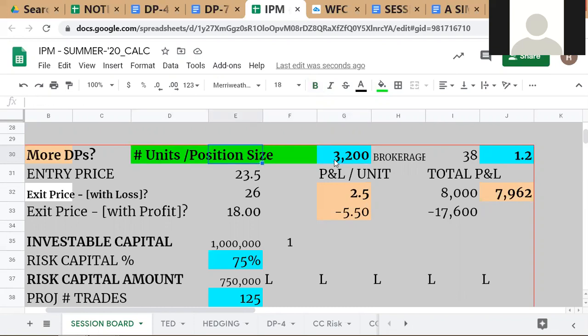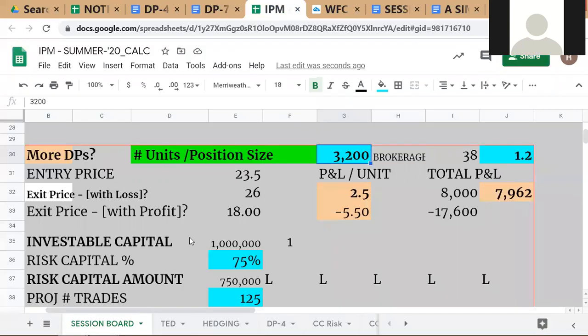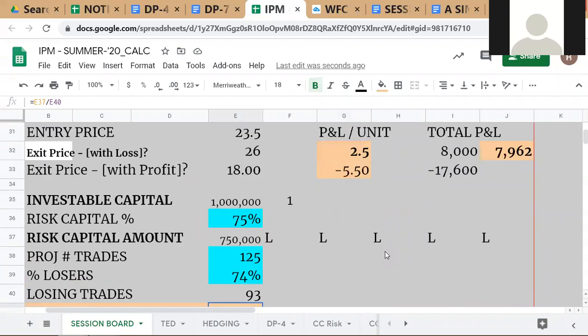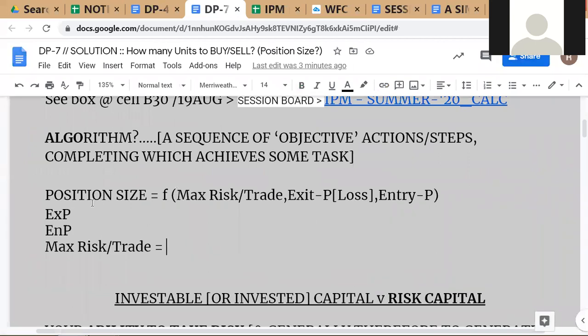And now we try to formalize this using a little bit of algebra. Very simple. We are defining the position size as a function of what? Position size is a function of the maximum risk per trade, and it looks at the entry price and the exit price. That's what we are writing here. You are familiar with this kind of notation from mathematics, that y is equal to f of x, and here it's actually f of x1, x2, x3, etc.